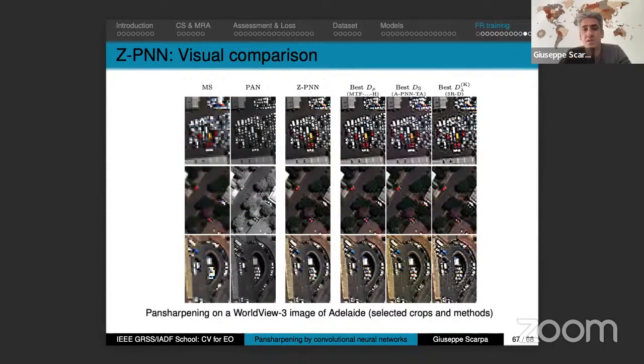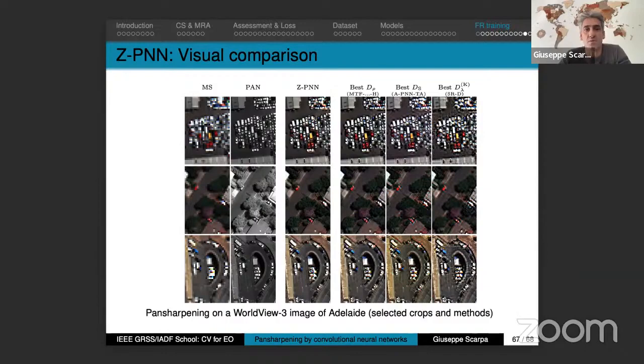Finally, moving to the visual inspection, we can further appreciate the performance of Zeta-PNN. These are crops from a single WorldView-3 image of Adelaide. Together with Zoom-PNN, we have selected the best competitors according to D_S and D_RHO for spatial accuracy assessment, and also with respect to lambda for spectral distortion. From the spatial perspective, the Zeta-PNN results are pretty nice, letting us appreciate fine structures and texture. The spectral quality, trivially speaking the color quality, is also quite satisfactory with no noticeable aberrations.